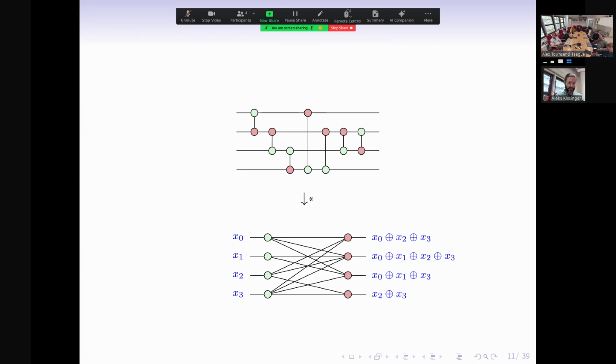Cool, 45 minutes, I'm about a third of the way through, so this is actually the speed that this talk should be given. But we'll see how far we get.